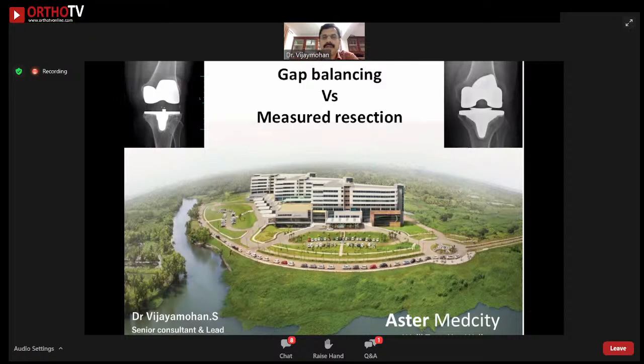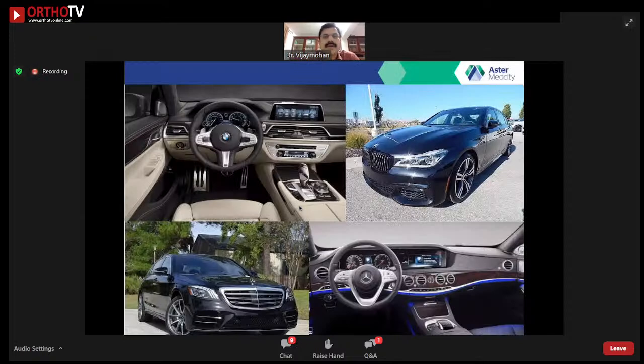But right now, when we use a jig-based total knee replacement, still there are two ways of achieving it. One is gap balancing and measured resection. So if you ask me which is better, or which has more advantages or disadvantages, then I would say it's like asking which is better, a BMW 7 series or an S-Class of Mercedes. So it's basically based on the customer's preference.